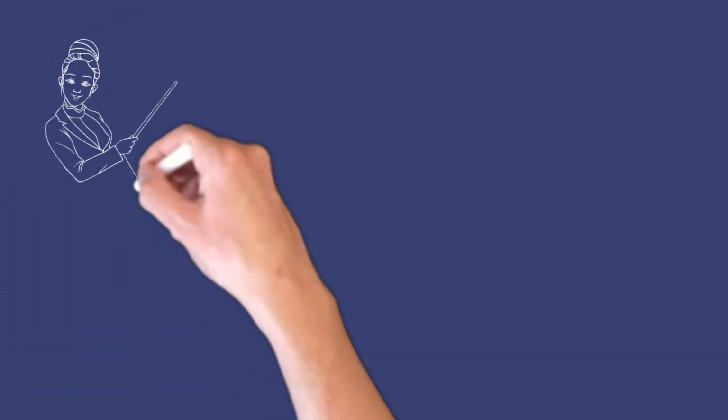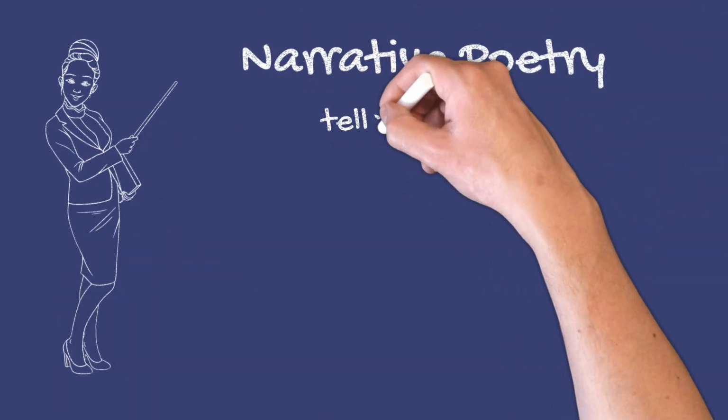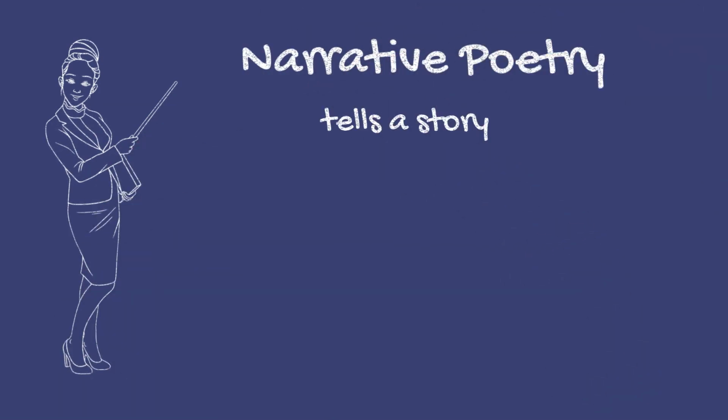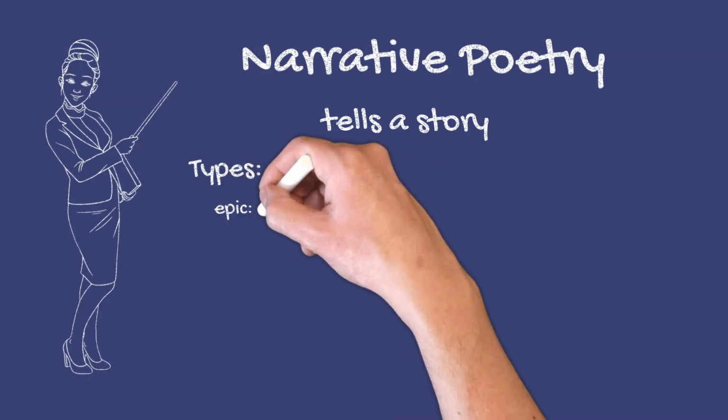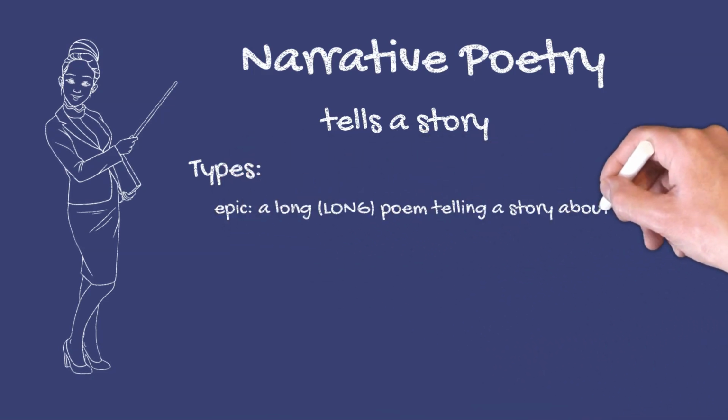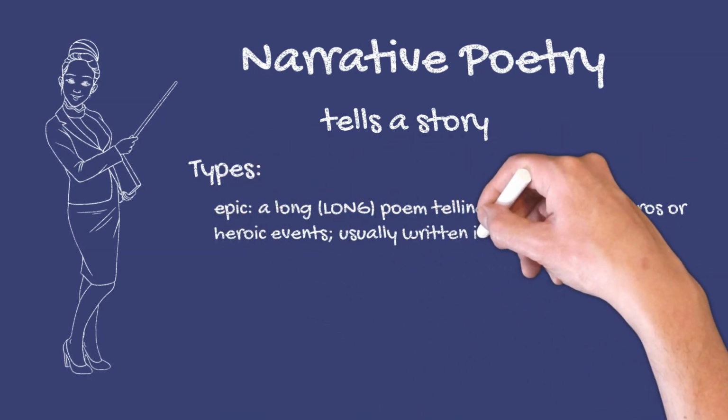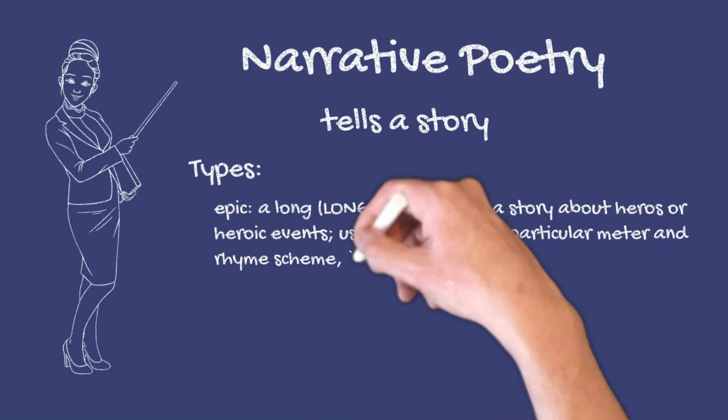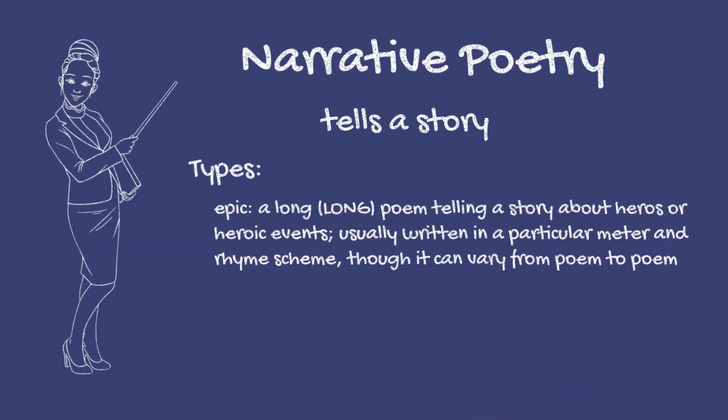The definition of narrative poetry, though, is pretty straightforward. Narrative poetry tells a story. There's two major types that we're going to talk about, and that's an epic, a very long poem that tells a story about heroes or heroic events like wars or challenging dragons. It's usually written in a particular meter and rhyme scheme, although the meter and rhyme scheme can vary from poem to poem. The second type is the ballad.